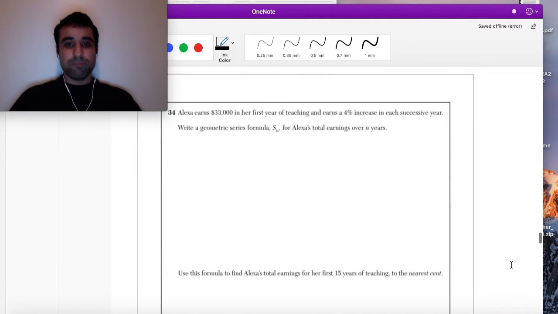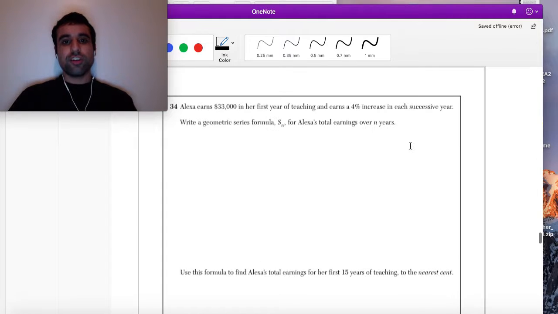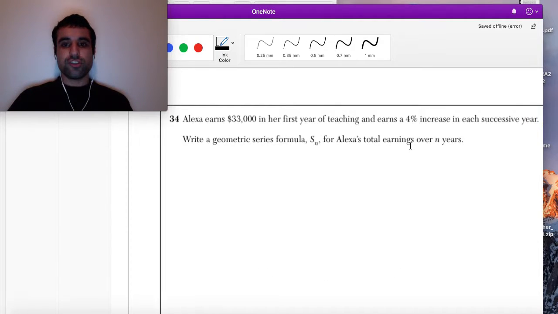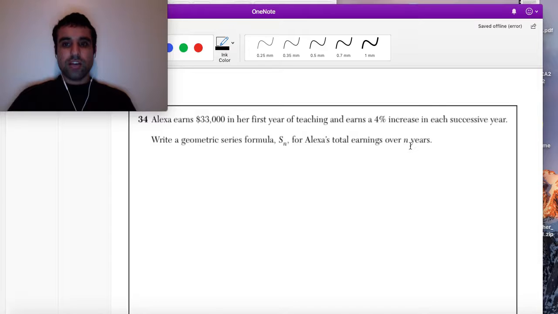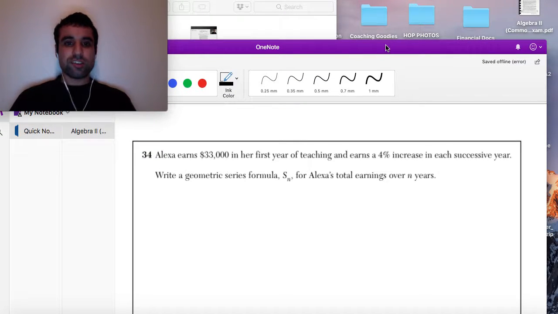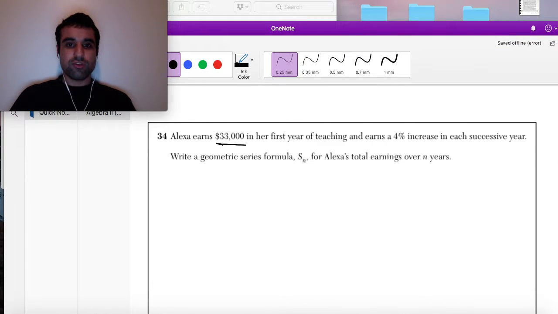I'm moving on, okay? Number 34: Alexa earns $33,000 in her first year teaching and earns a 4% increase in each successive year. I'll just underline for now because I don't feel like switching back and forth. So it's $33,000 in her first year teaching and a 4% increase per year. After that, write a geometric series formula S of n for her total earnings over n years.